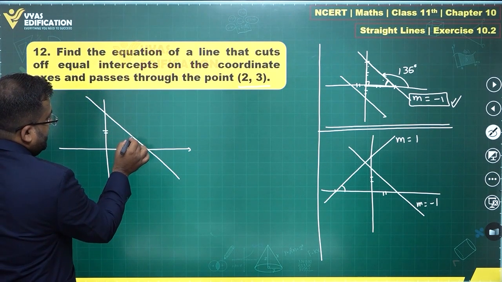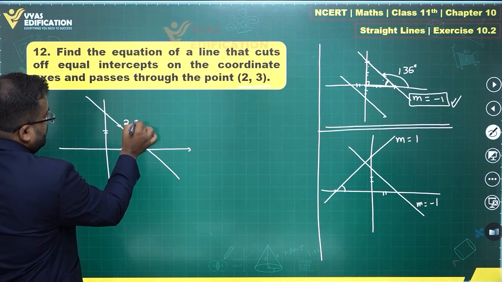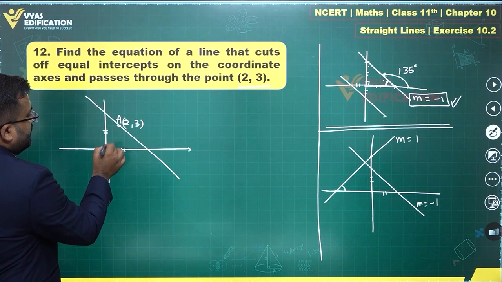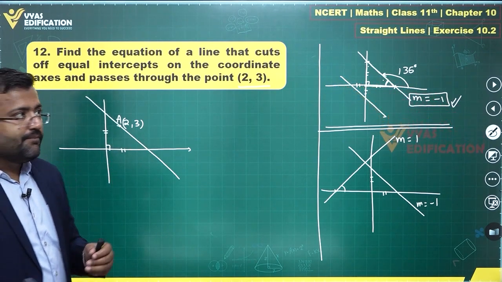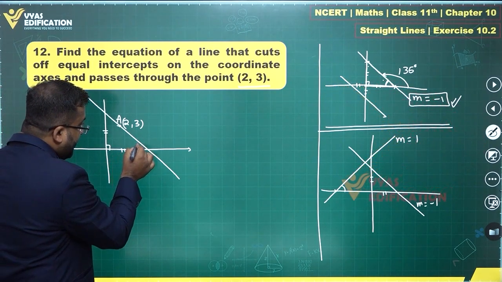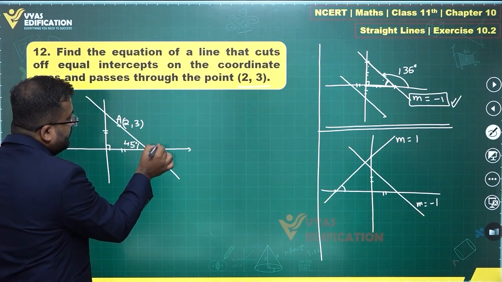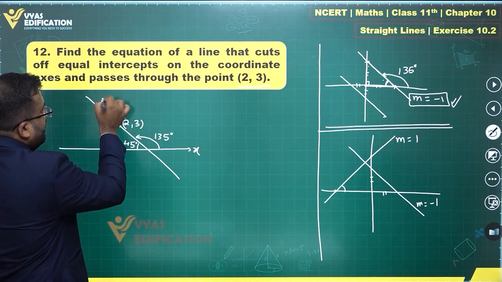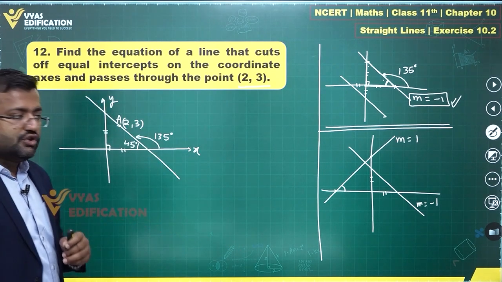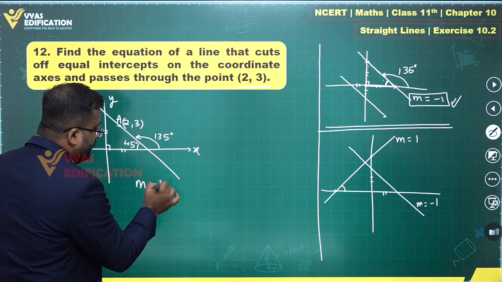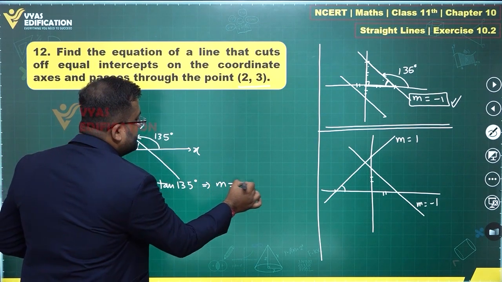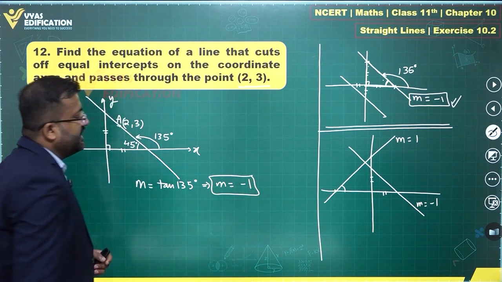(2, 3) would be somewhere here. This point is (2, 3). Let's call this point A, and since it cuts off equal intercepts on the coordinate axis, this is what the line will look like. This particular angle, if it is 45 degrees, then this particular angle will be 135 degrees from the positive x-axis anti-clockwise. Therefore, slope m will be equal to tan 135 degrees, and by this time you should be aware of this particular value, which is -1.